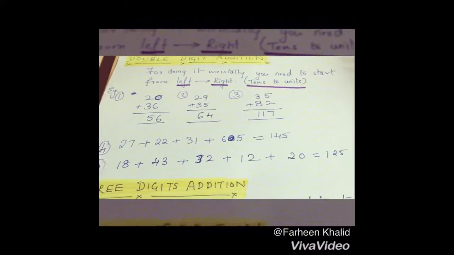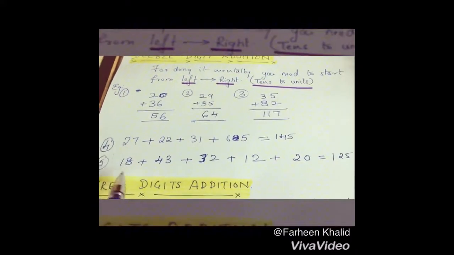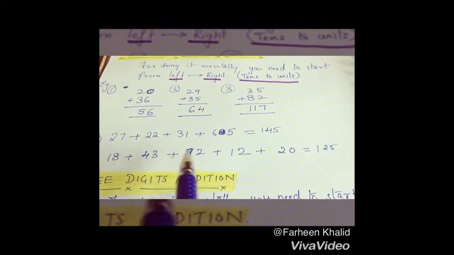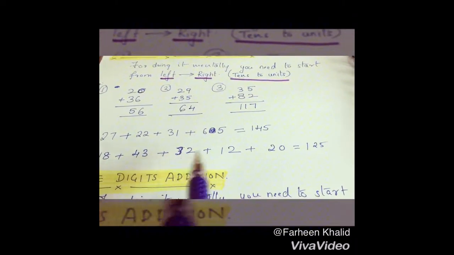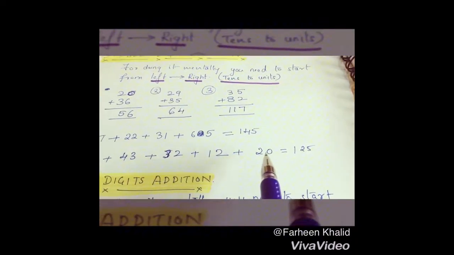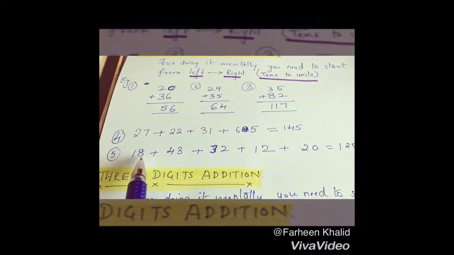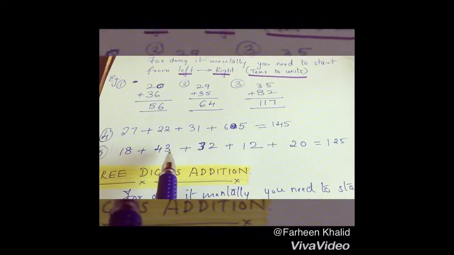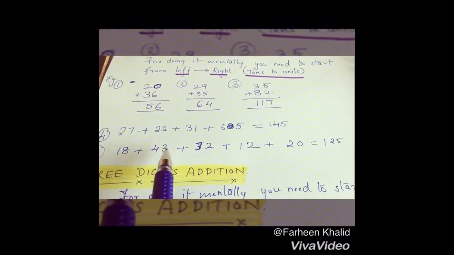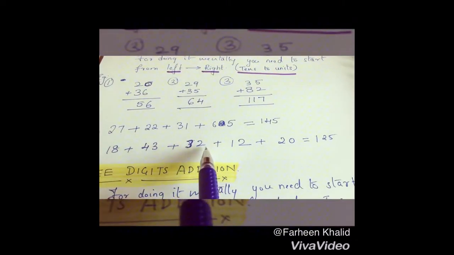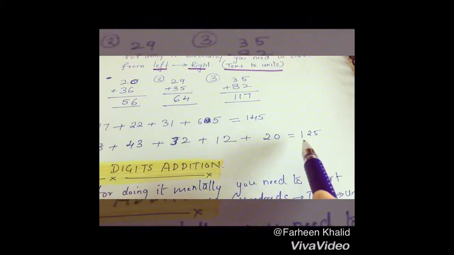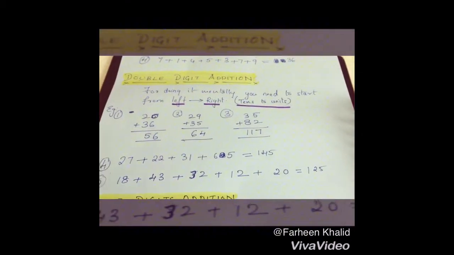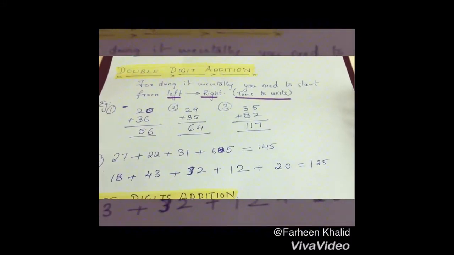Okay, now let's do this one. So this is 10 plus 40, 50, 50 plus 30 is 80, 80 plus 10 is 90, 90 plus 20 is 110, 110 plus 8 is 118, 118 plus 3 is 121, 123, 125. So 125 is the answer here. Okay, so that's how we are going to do the double digit addition in our mind.